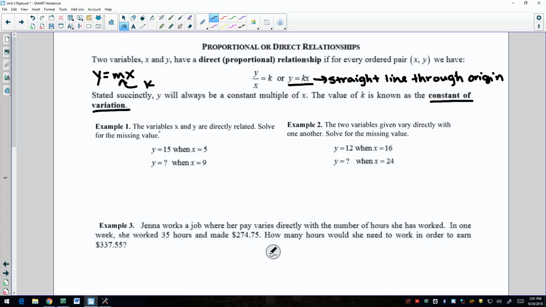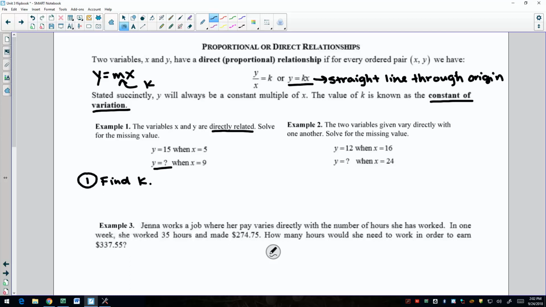So in example 1, they tell you that the variables x and y are directly related. That's important, because it means there is a constant of variation, and we can find that. So we're going to solve for the missing value, which in this case is y. So step number 1, you have to first find K. To do that, we're going to use the point they gave us. They gave us x is 5 and y is 15.